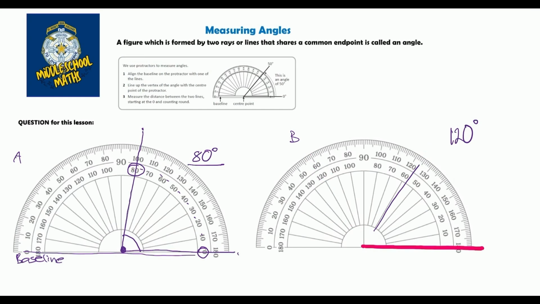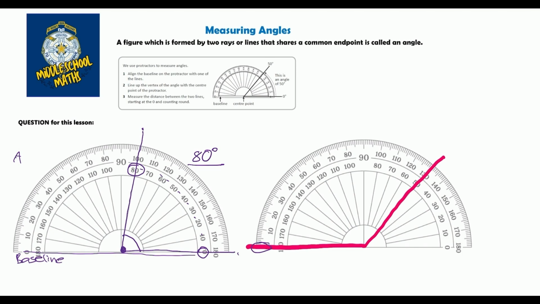Now, if, for example, your angle is in the other direction, so, for example, it goes along this way, all right? So obviously the angle is facing in the opposite direction. We still count from 0, however, the 0 is actually on the outer edge of the protractor. So again, we still count from 0, we go all the way around the outside, and this one we reach 130. It's exactly the same, except it's just the opposite side. So this angle here equates to 130.